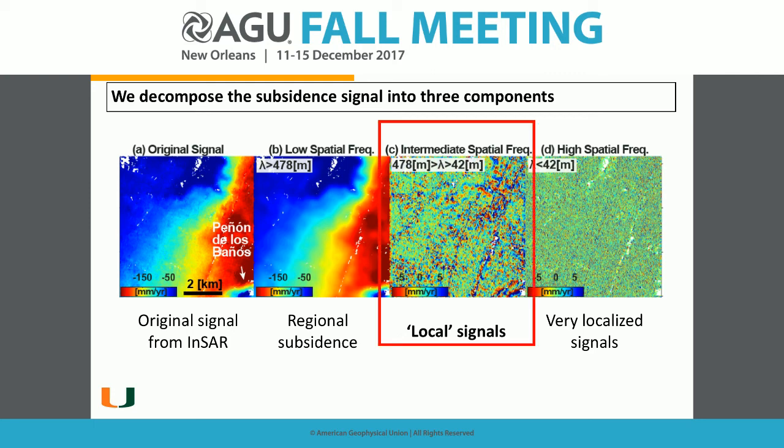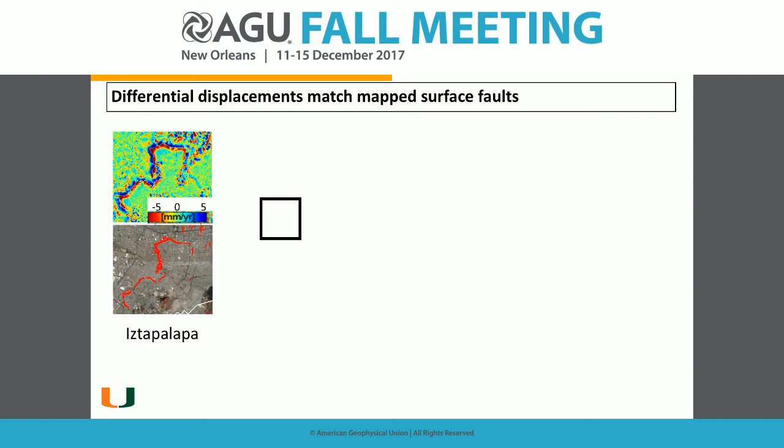So if we take these local signals over an area, like in this case Iztapalapa, we see that we have variations of the signal from -5 to 5 millimeters per year. And in the boundary of those variations is a zero, right? No change in subsidence. And if we run an edge detection filter, we can calculate the boundary of these residuals of the signal, of these variations of subsidence.